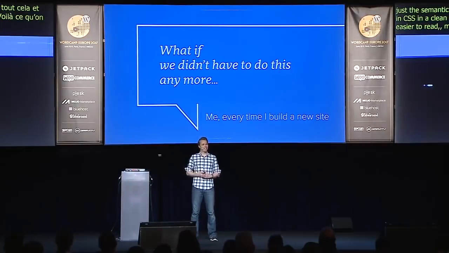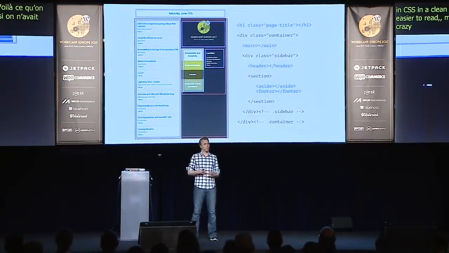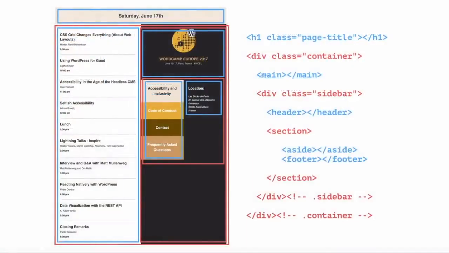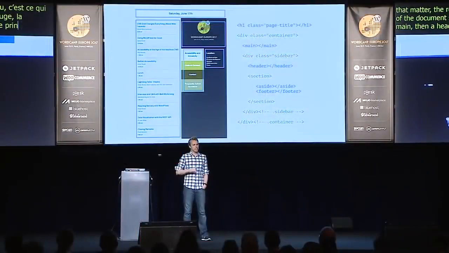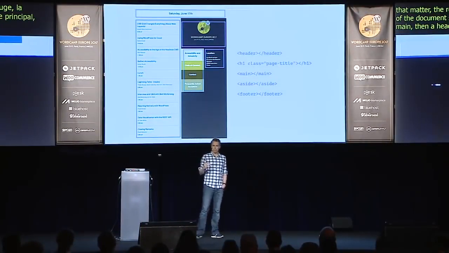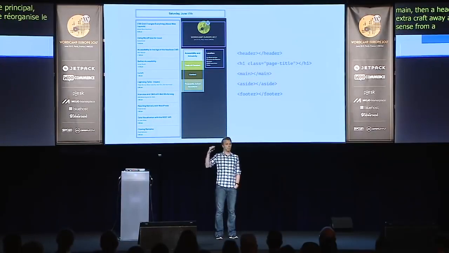What if we didn't have to do all this crazy stuff anymore? If you look at my example, the blue items are the ones that matter. The red don't. But even if I take away the red items, the structure of this document still makes no sense. We have a heading 1, then we have a main, then we have a header, then we have an aside, and then we have a footer. If I take all the extra cruft away and reorganize the document, all of a sudden it makes much more sense from a semantic standpoint. Header, H1, main, aside, footer.